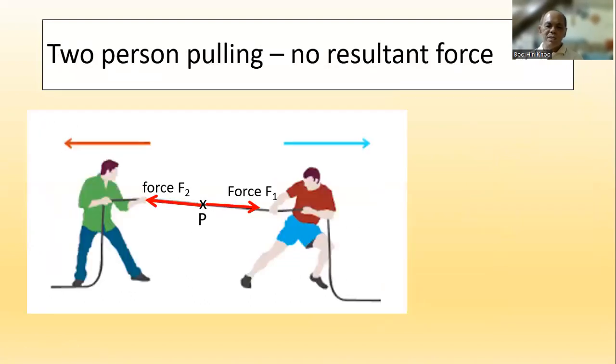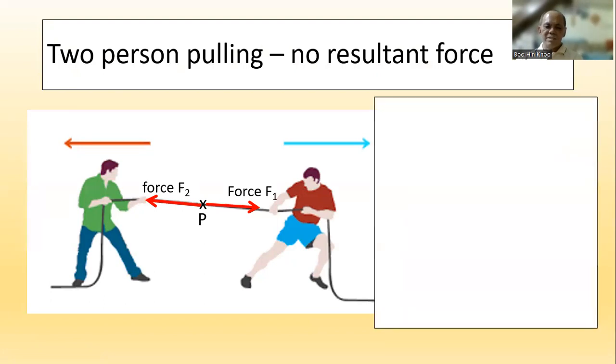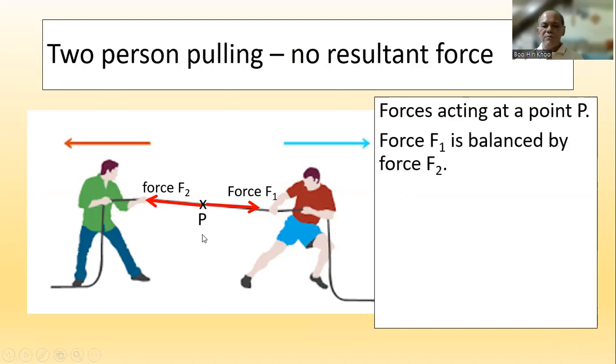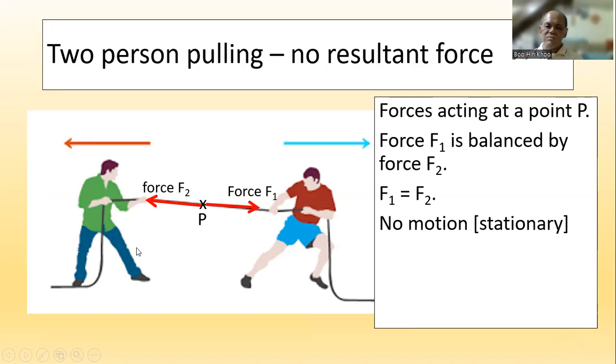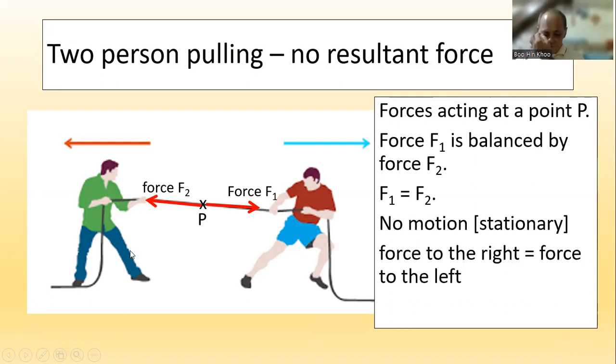Two persons pulling, no resultant force. Forces acting at point P, that's your point P. F1 is balanced by force F2. F1 is pulled by this person, F2 is pulled by that person. So they are equal, F1 equals F2, no motion, stationary, they stay at rest. The force to the right equals the force to the left. The forces balance.